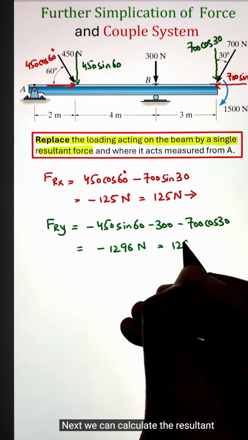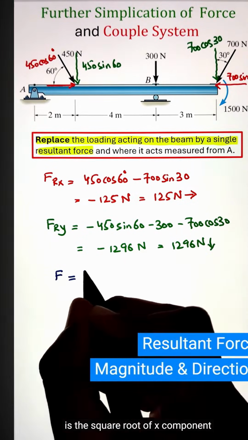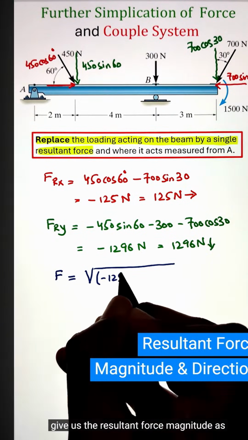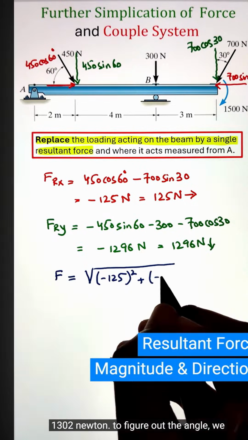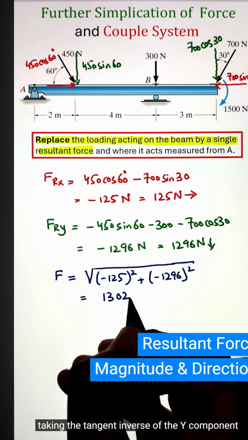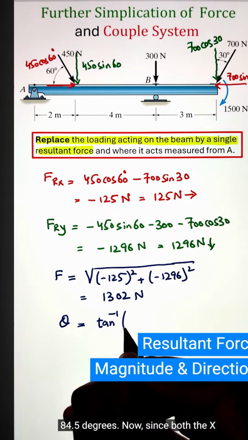Next, we can calculate the resultant force by using the magnitude formula, that is the square root of x component square plus y component square. This gives us the resultant force magnitude as 1302 Newton. Next, to figure out the angle, we can utilize our tan inverse function by taking the tangent inverse of the y component magnitude divided by the x component magnitude. This gives us an angle of 84.5 degrees.